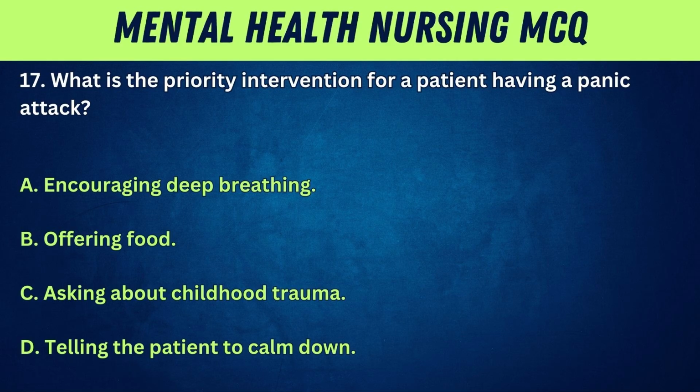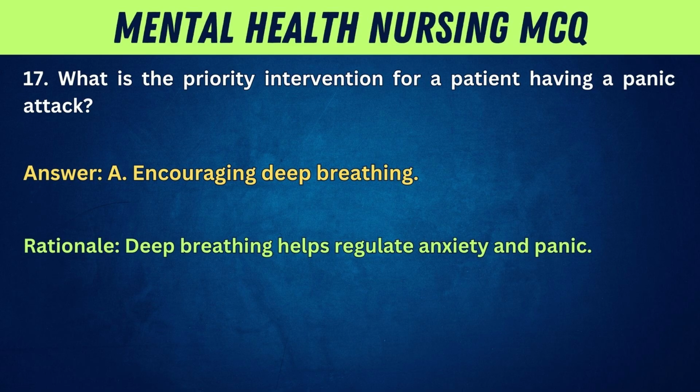17. What is the priority intervention for a patient having a panic attack? A. Encouraging deep breathing. B. Offering food. C. Asking about childhood trauma. D. Telling the patient to calm down. Answer: A. Encouraging deep breathing. Rationale: deep breathing helps regulate anxiety and panic.